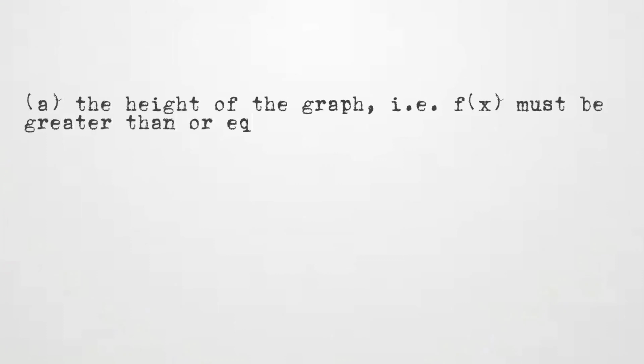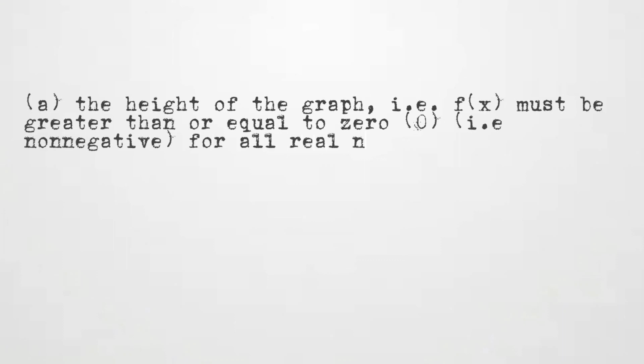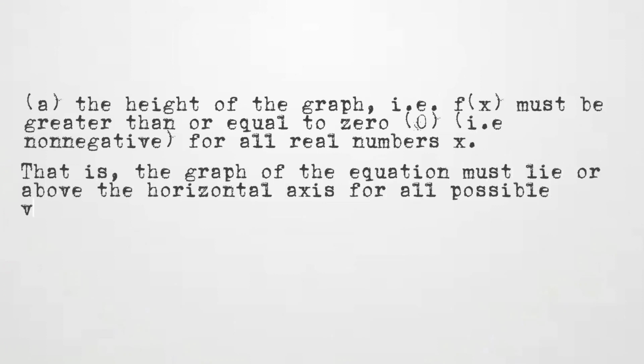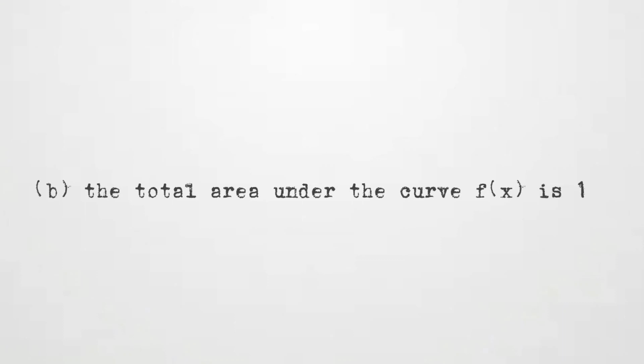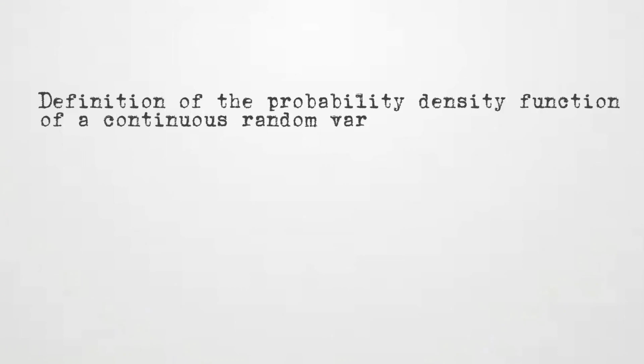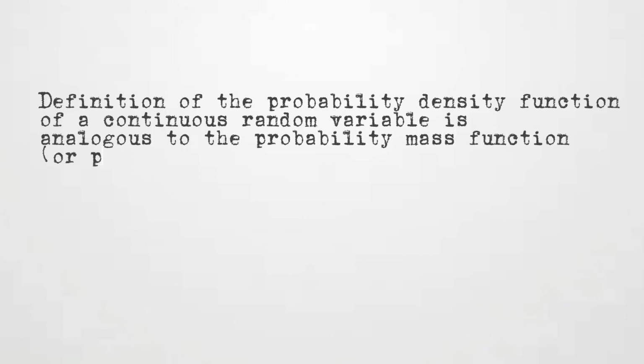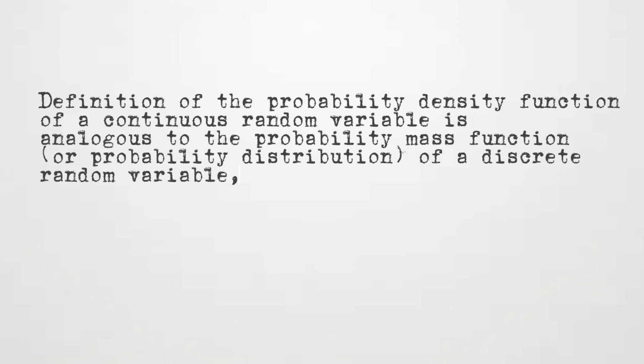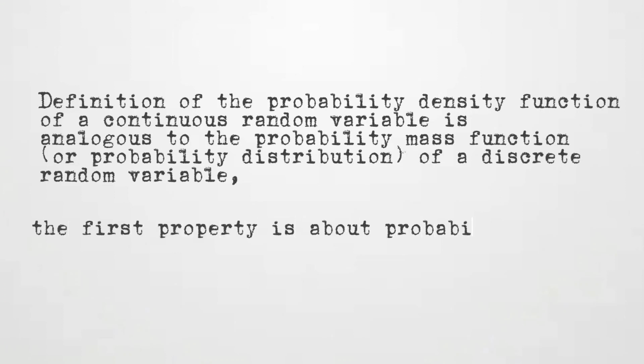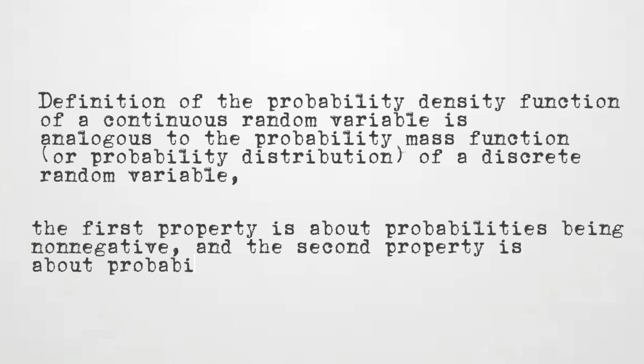A. The height of the graph f(x) must be greater than or equal to 0 for all real numbers x; that is, the graph of the equation must lie on or above the horizontal axis for all possible values of the random variable. B. The total area under the curve f(x) is 1. These are analogous to the probability mass function or probability distribution of a discrete random variable. The first property is about probabilities being non-negative, and the second property is about probabilities adding up to 1.